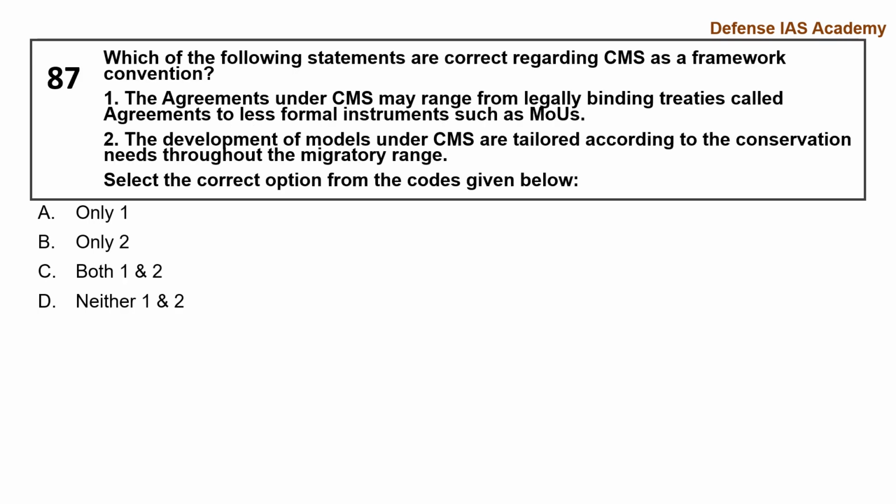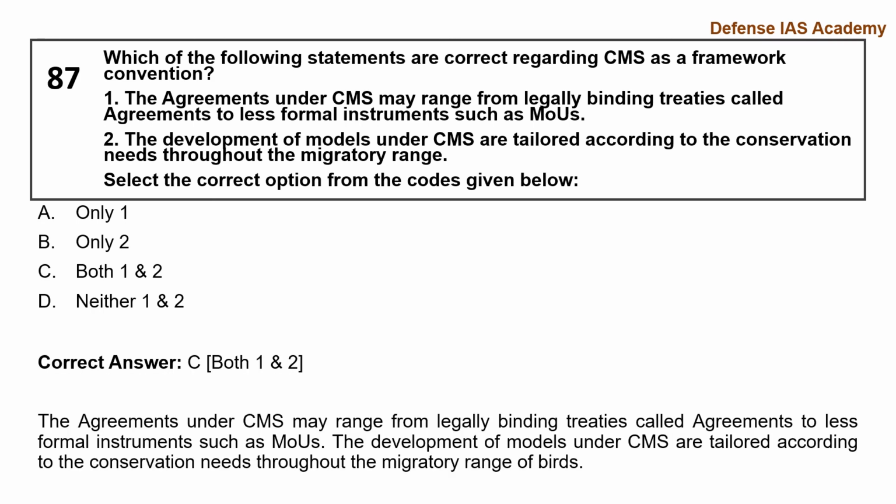Next question, 87. Which of the following statements are correct regarding CMS as a framework convention? 1. Agreements under CMS may range from legally binding treaties called agreements to less formal instruments such as MOUs. 2. The development of models under CMS are tailored according to the conservation needs throughout the migratory range. Select the correct option from the codes given below. The correct answer is option C, both 1 and 2.